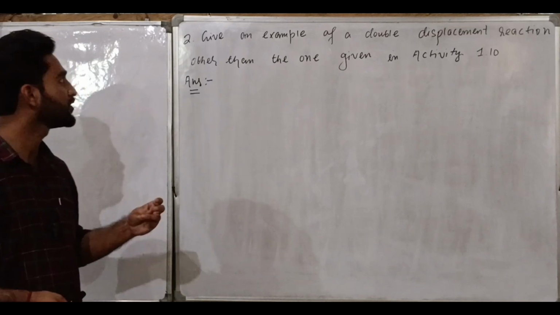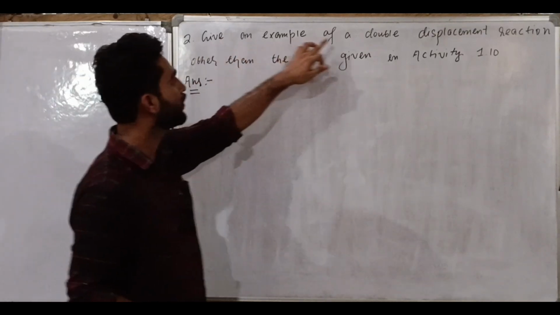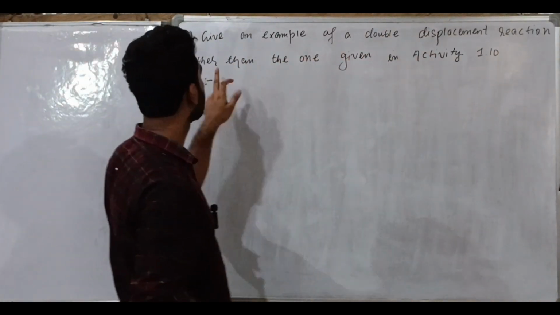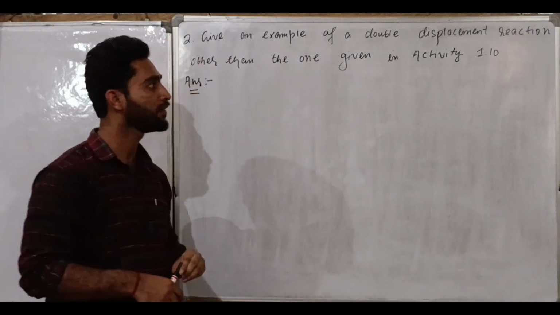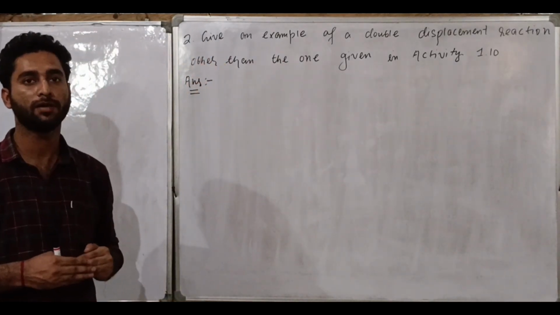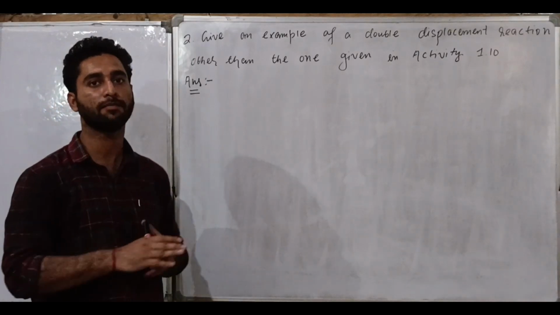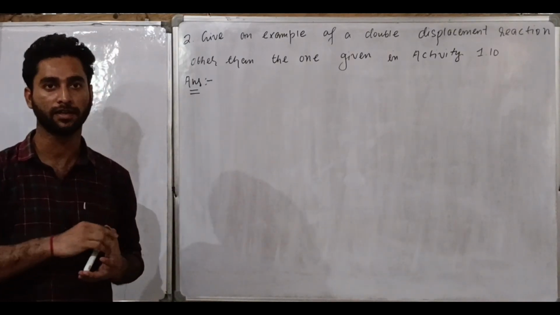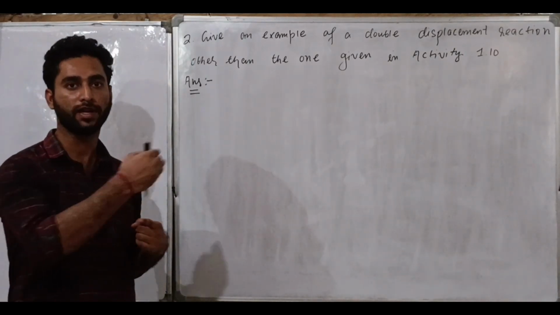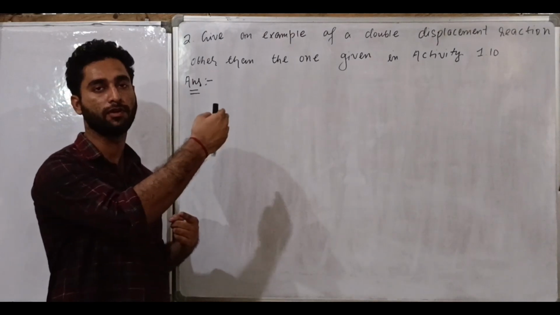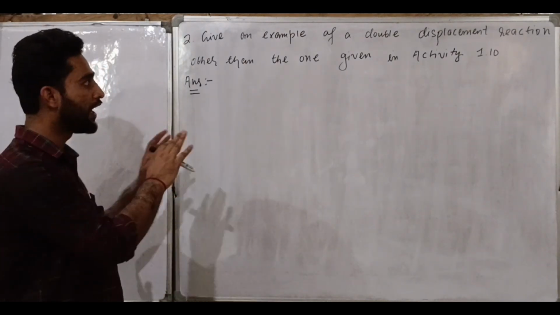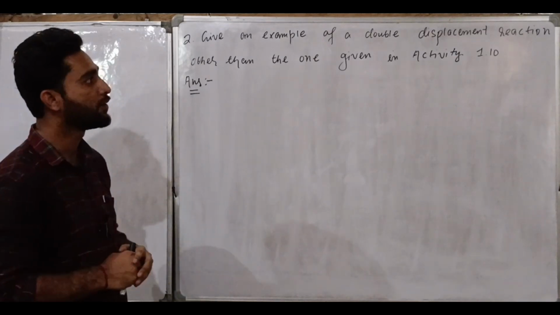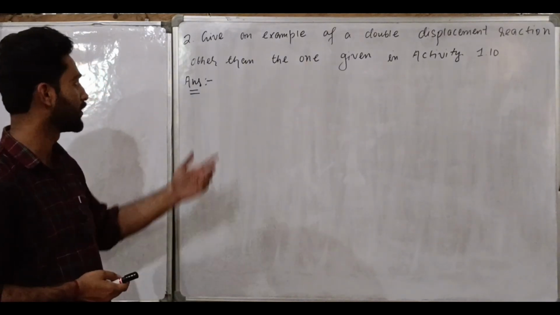Okay, now let's see the next question. Give an example of a double displacement reaction other than the one which is given in activity 1.10. So in activity 1.10, one example of the double displacement reaction given is sodium sulfate reacting with barium chloride, forming barium sulfate precipitate along with sodium chloride. So other than that one, we have to write one more example of the double displacement reaction.